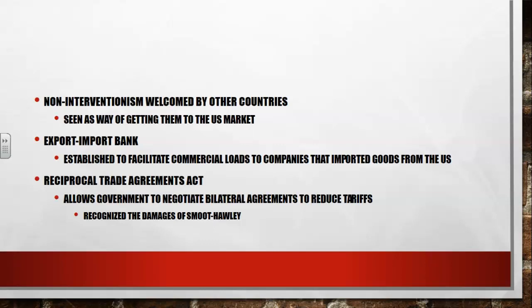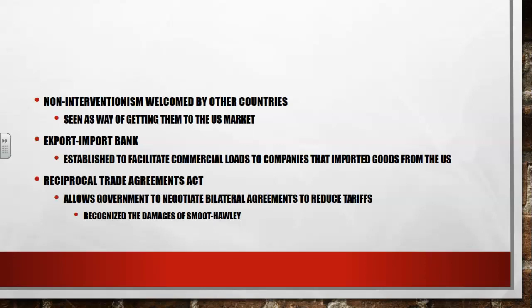And this is going to be seen as a way for them to get onto the American market where the economy is going to be stronger. Remember, the Great Depression is going on. Other countries don't really have a lot. The United States doesn't have a lot, but it's got more than the other countries. There's going to be the Export-Import Bank, which is established to facilitate commercial loans to companies that are importing goods from the United States. So they're going to be giving loans to these foreign countries in the Americas that are buying from the United States as a way of stimulating the economy of the United States.